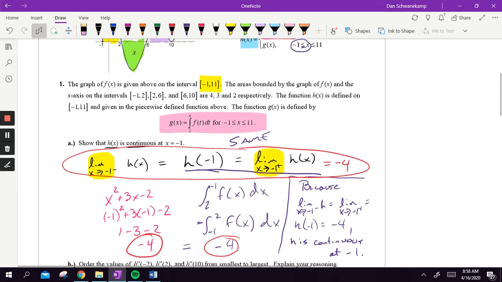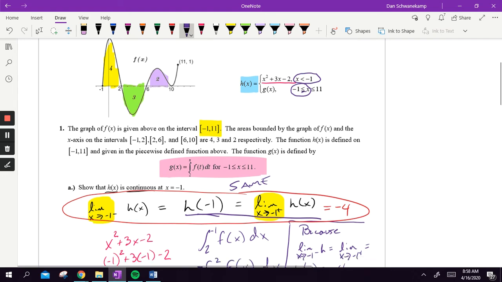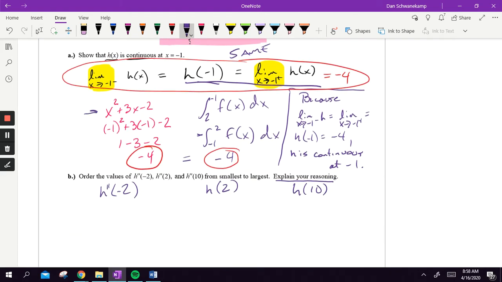H double prime of -2. If I'm doing -2, I'm jumping into this world because if H is less than -1, it's this one. So I'm going to take the second derivative here. It's written right here for me to look at as well. H prime of X would be 2X plus 3. H double prime of X would just be 2. So H double prime of -2 would be 2. I just wrote it out, boom, got a number. That would probably be 1 point there. That's an easy point.